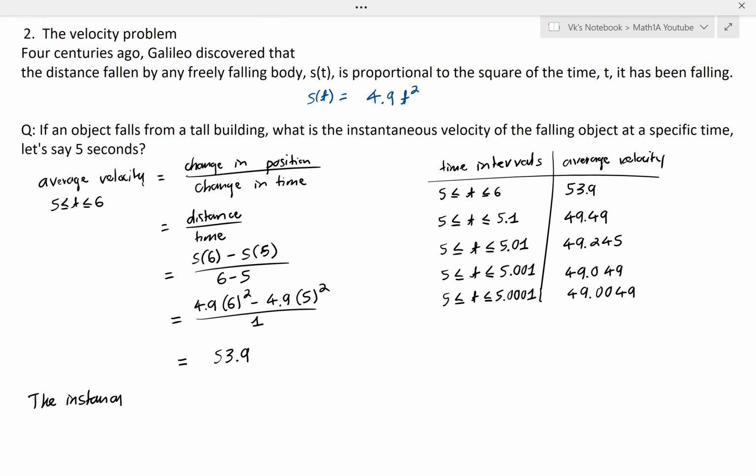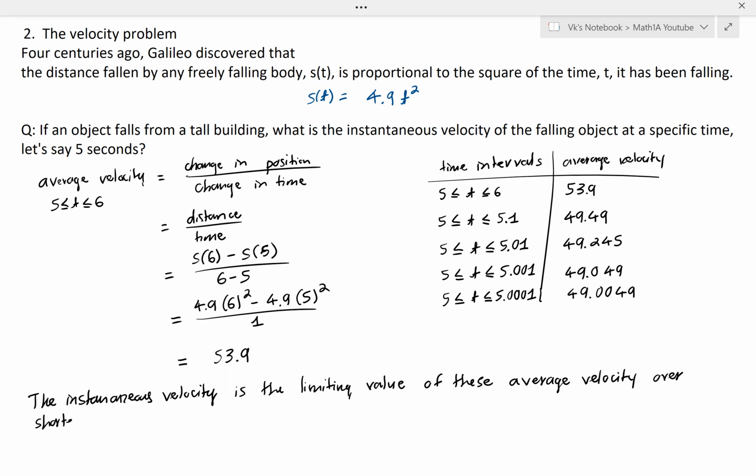The instantaneous velocity is the limiting value of the average velocity over shorter and shorter time intervals.